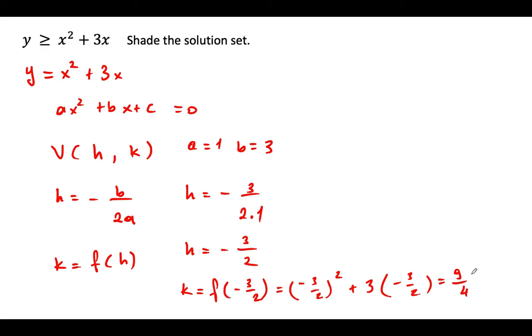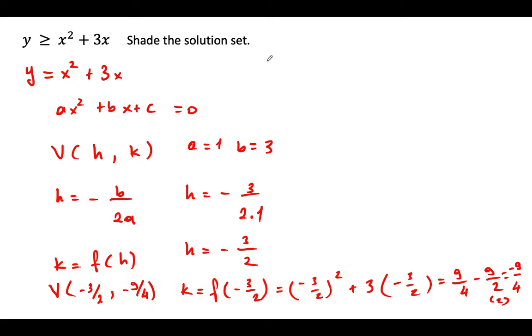And 3 times negative 3 over 2 will be negative 9 over 2. And if we equalize the denominator, the final result will be 9 minus 18, which is negative 9 over 4. I think that's clear. 9 minus 2 times 9, which is 9 minus 18, so negative 9. So our vertex is h comma k, which is negative 3 over 2, comma negative 9 over 4.